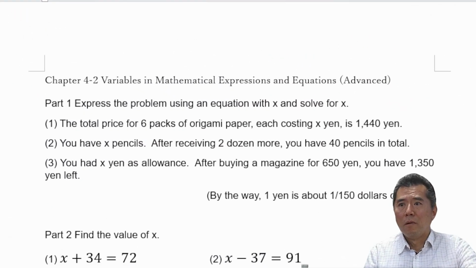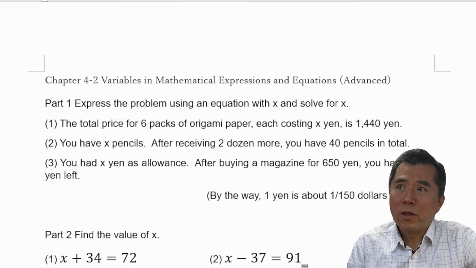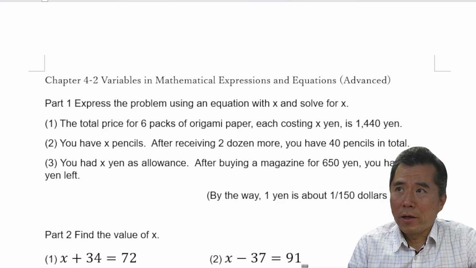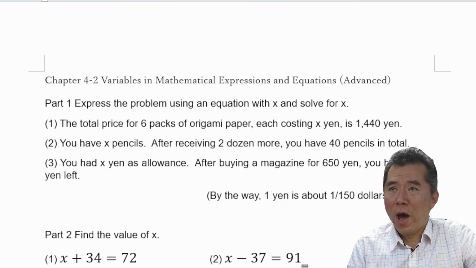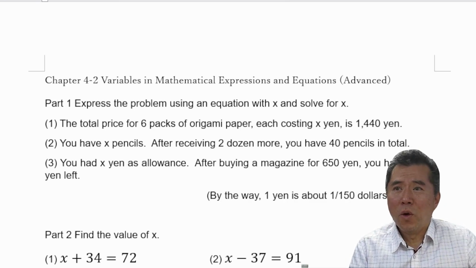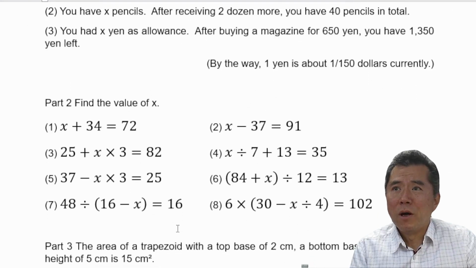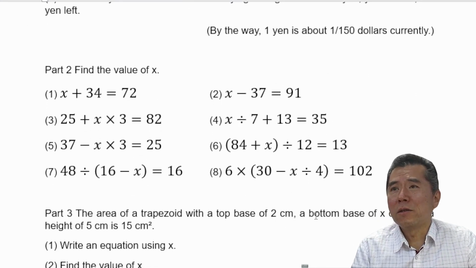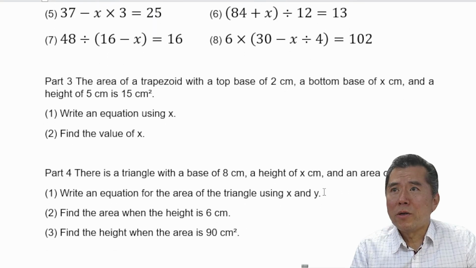Alright, this is part 1. Express the problem using equations with x and solve for x. So you are going to create equations and then solve the equation for x. And part 2. Part 2 is just a calculation of x. And part 3, the areas of trapezoid.